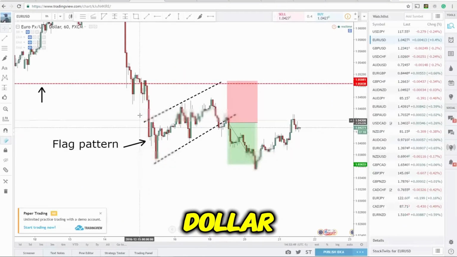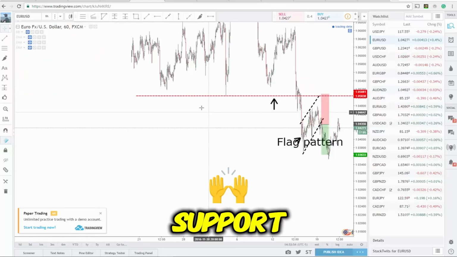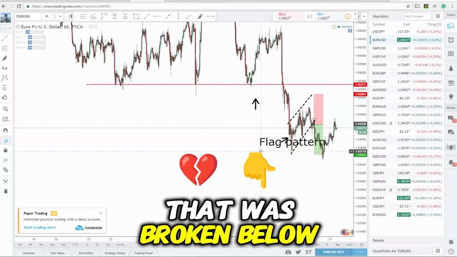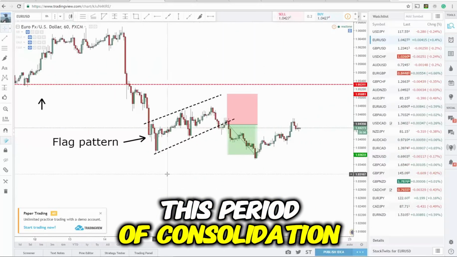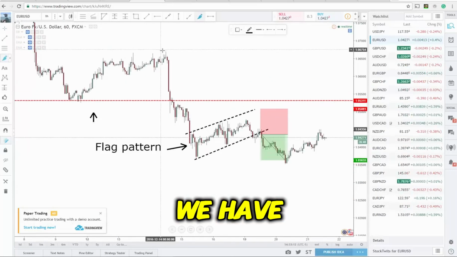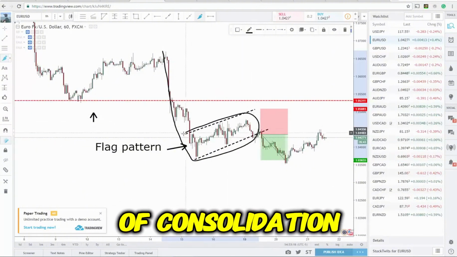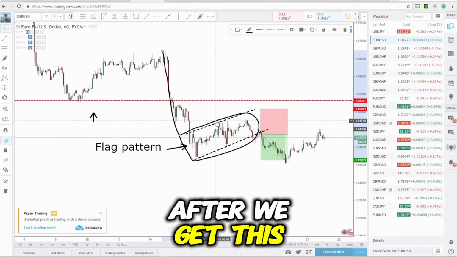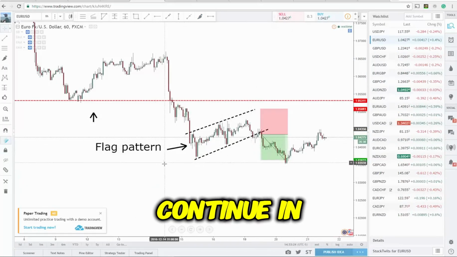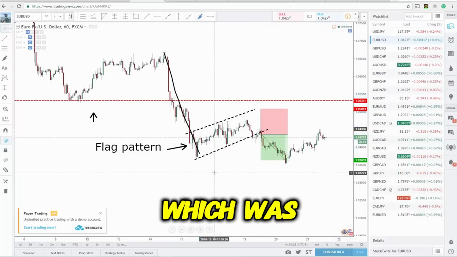Here on the euro dollar, you can see my analysis still here. We were looking at this previous level of support that held for a while right in here, that was broken below, and then we had this period of consolidation. As I've explained before, we have an impulse leg coming down, followed by a period of consolidation. And what do we expect after we get this period of consolidation? We expect the trend to continue in its original direction from our initial impulsive move, which was down.